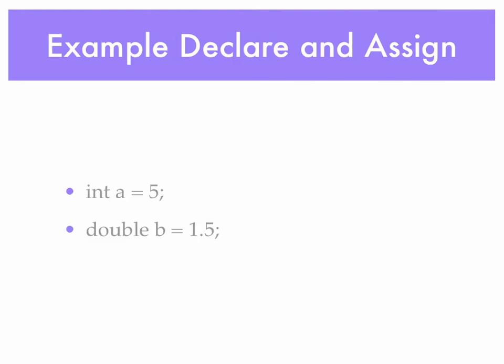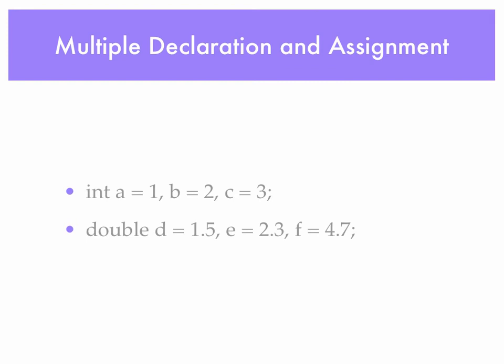Examples of declare and assign on one line, we have an int a, assign the value 5, a double b, assign the value 1.5. We can have multiple declarations and assignment on one line, again, as long as each one of the variables is of the same type. That is, all of the variables on that line are of the same type.